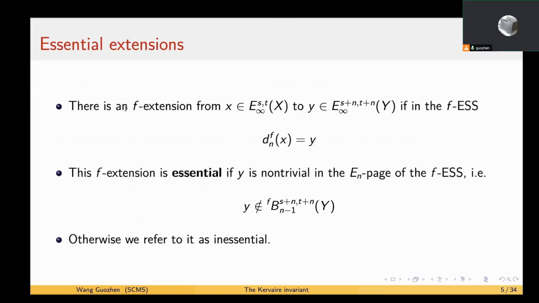Then we say that there is an F extension from x in the E infinity page of X to y lying in the E infinity page of Y if, in the F extension spectral sequence, there is a differential from x to y. We say that the F extension is essential if y is non-trivial in the E_n page of the F extension spectral sequence, which means essentially that y is not hit by any extensions of higher filtration. Otherwise, we refer to it as inessential.